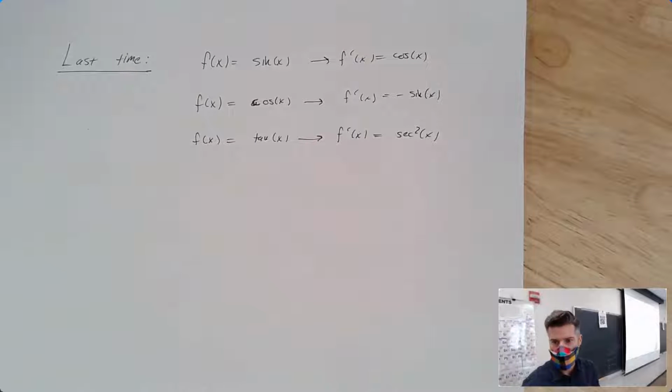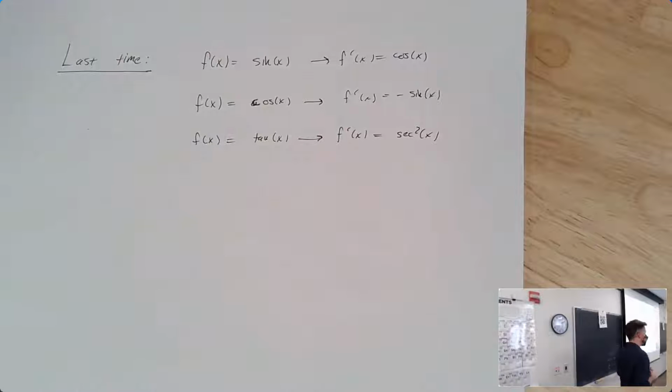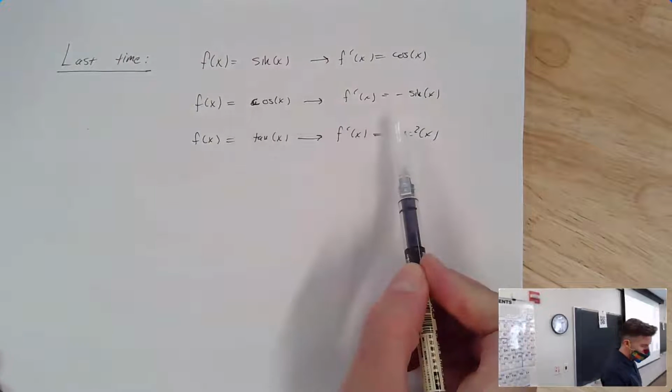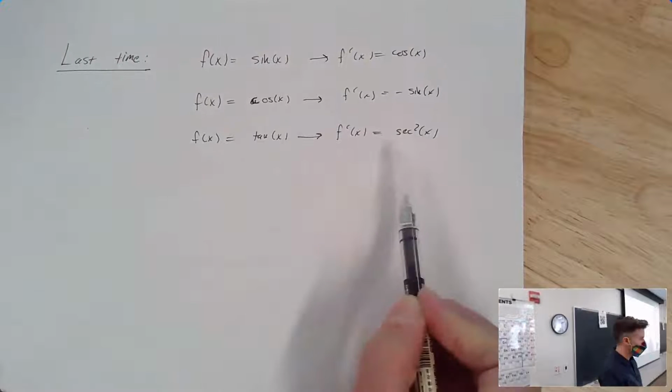Let's go ahead and continue where we were last time. So last time we had talked about some of the derivatives of trigonometric functions. Specifically, the derivative of sine is cosine. The derivative of cosine of x is negative sine of x. And the derivative of tangent of x is secant squared of x.